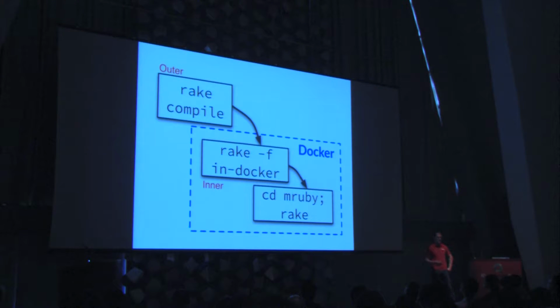So the new build system runs rake 3 times. First, the outer tasks run any of the tasks that don't need Docker. And then those start up Docker and run the inner tasks. And they perform any cross-compilation or any extra setup that needs to occur before building MRuby. And then finally, that spawns the MRuby build process, which builds all the command line tools.